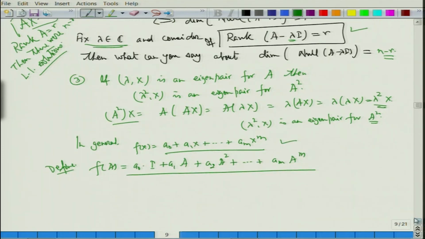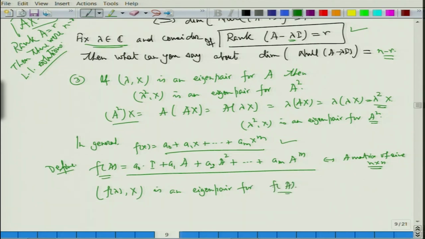Fine. I would like you to see that f of A is a matrix of size n cross n. So, again it will have eigenvalues and eigenvectors, and I can talk of them. So, I would like you to see that, look at this, f of lambda comma x is an eigenpair for f of A.